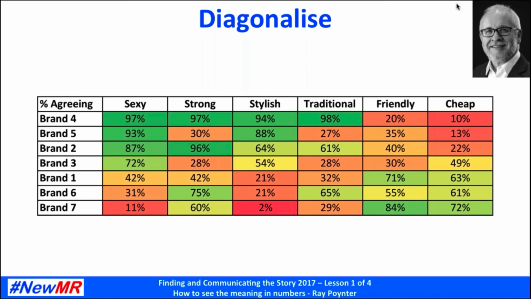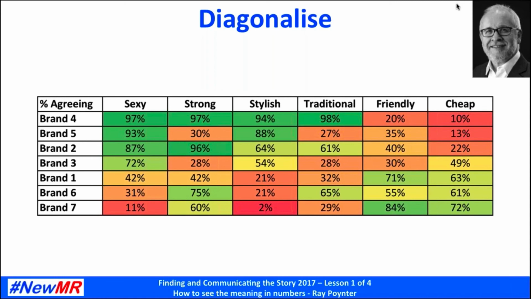So this is sorting the data, and the people who talk about these things call it Diagonalise. It's not my word, because we use sort in 2 directions to bring the information together. The brands are now sorted, and the attributes are now sorted so that similar information is adjacent. In the top left, we have the brands that are sexy, strong, and stylish. We have the attributes that are associated with brands 4, 5, and 2. On the bottom right, we can see brand attributes that are associated with brands 1, 6, and 7, and we can see the brands that are associated with friendly and cheap.